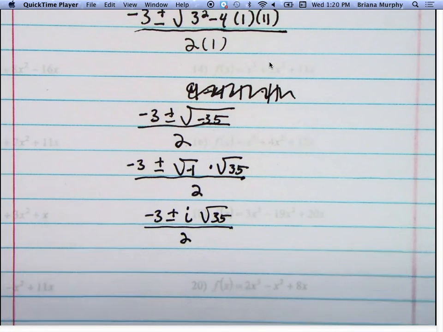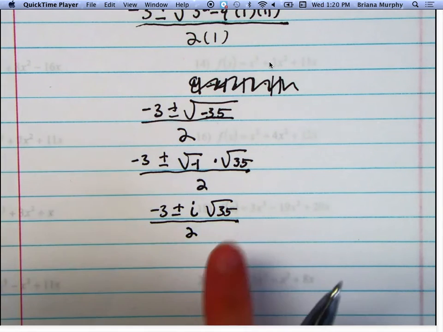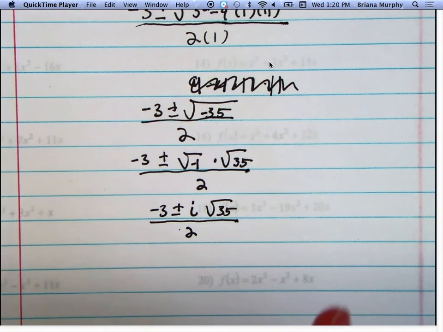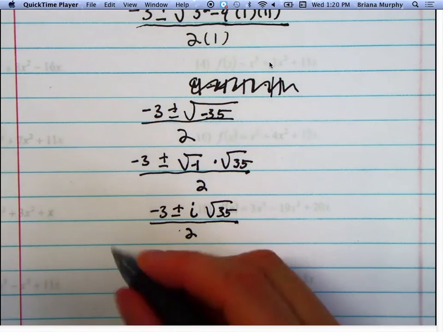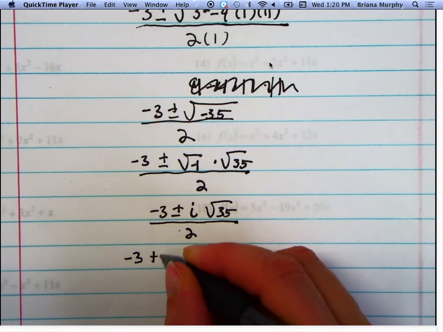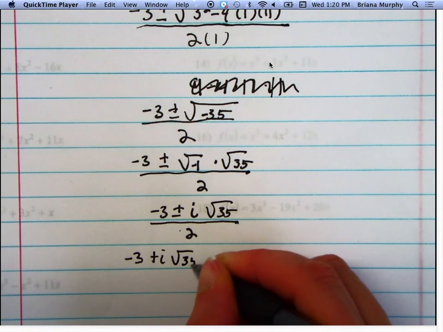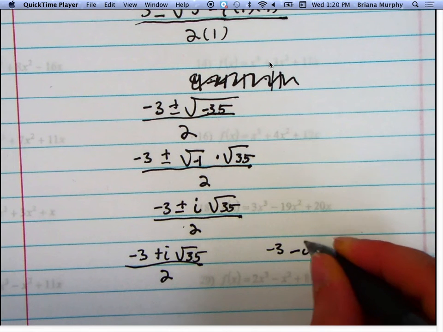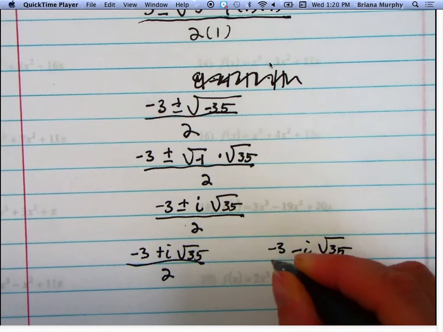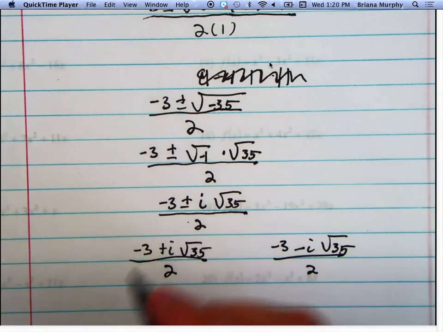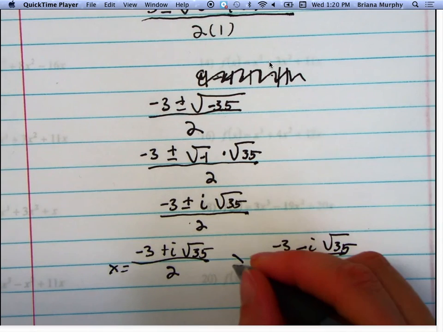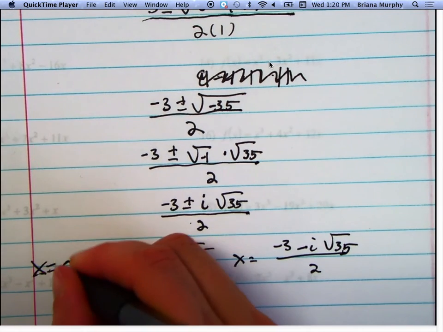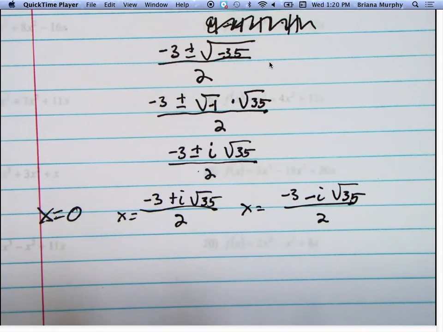Now, you do not always have to separate, but is this one answer or is this two answers? Two. So we have negative 3 plus i square root 35 over 2, and negative 3 minus i square root 35 over 2. So x equals each of these, and remember, x also equals 0 because we took out an x from the top.